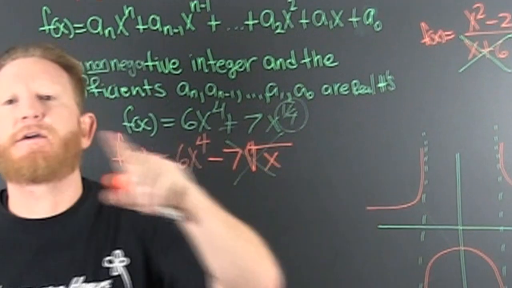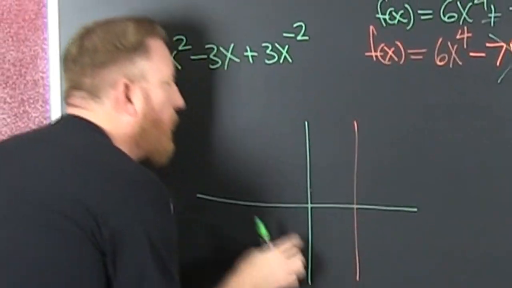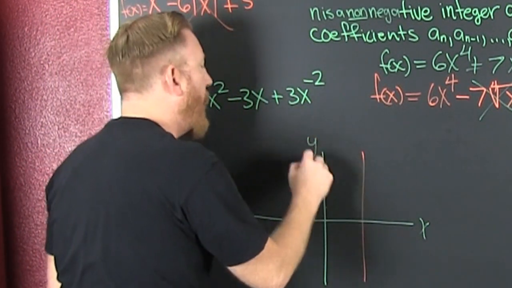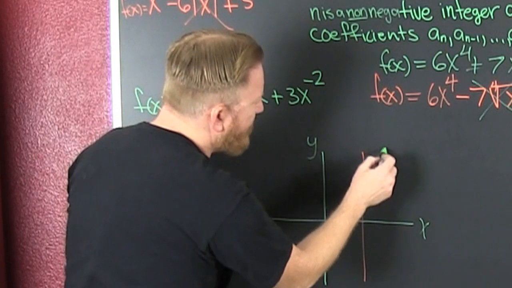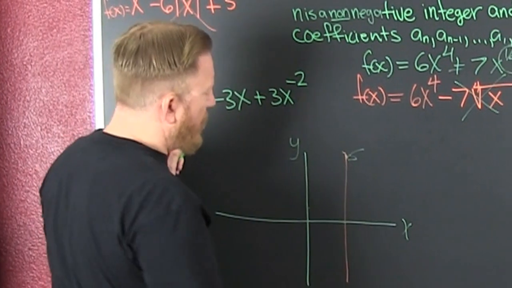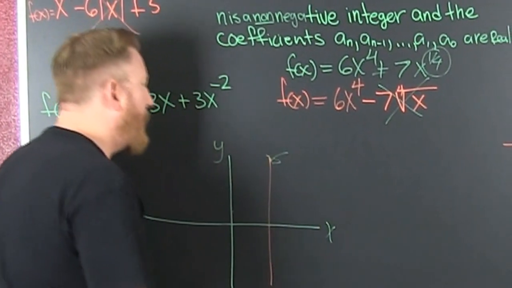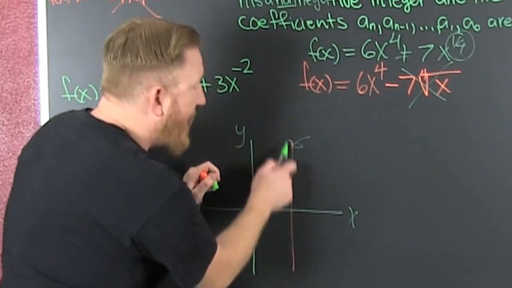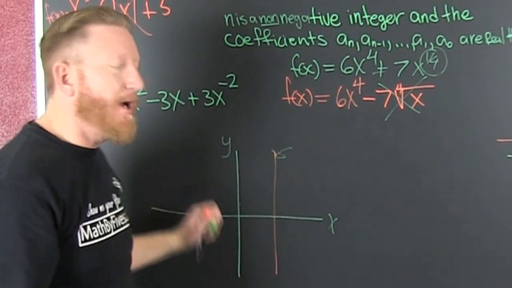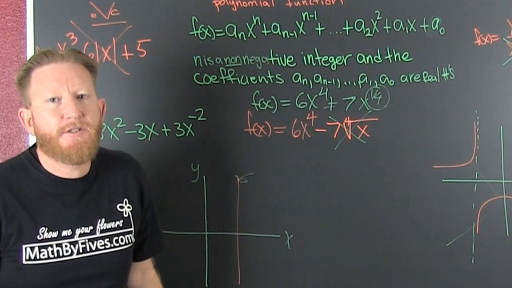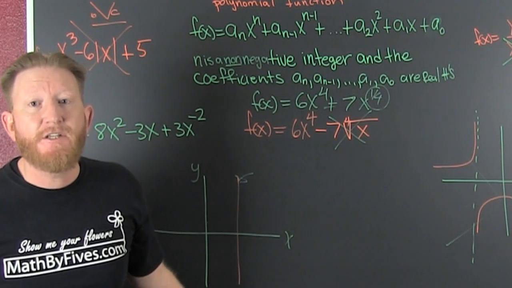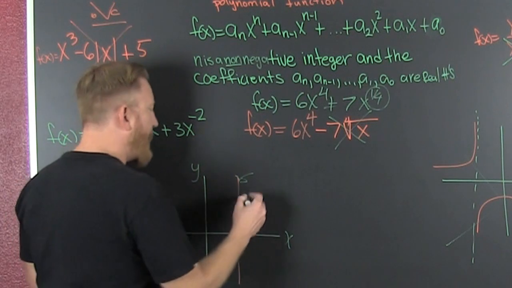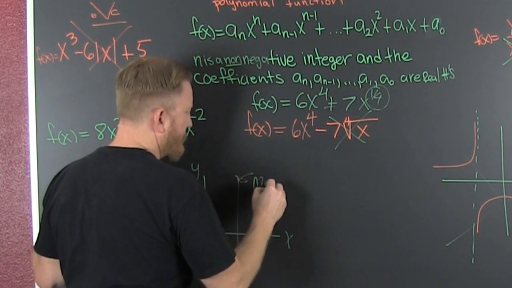So I go and look at one more. Look at that. I got my x, I got my y, and I have this guy. Now, you're all like, that is the line x is equal to something, but look at it. Is it a polynomial function? Does it have any gaps? It doesn't have any gaps. But how can it be a polynomial function if it's not even a function? Yeah, so not it. 1, 2, 3, not it.